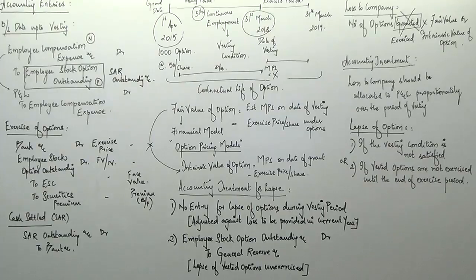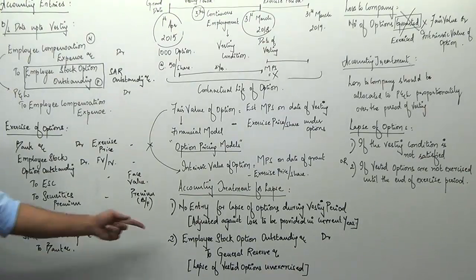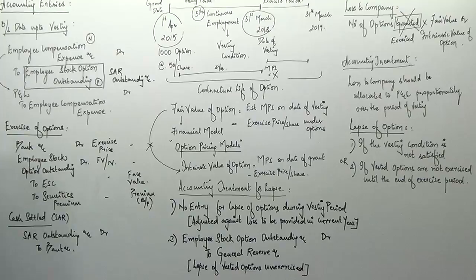So for the first type of lapse, where the vesting condition is not satisfied, I will not record any entry. But for the second type of lapse, when the vested options are not exercised up to the end of the exercise period, I have already created a provision for such options as well. So such provision which is created should be reversed, and I am crediting it to general reserve.